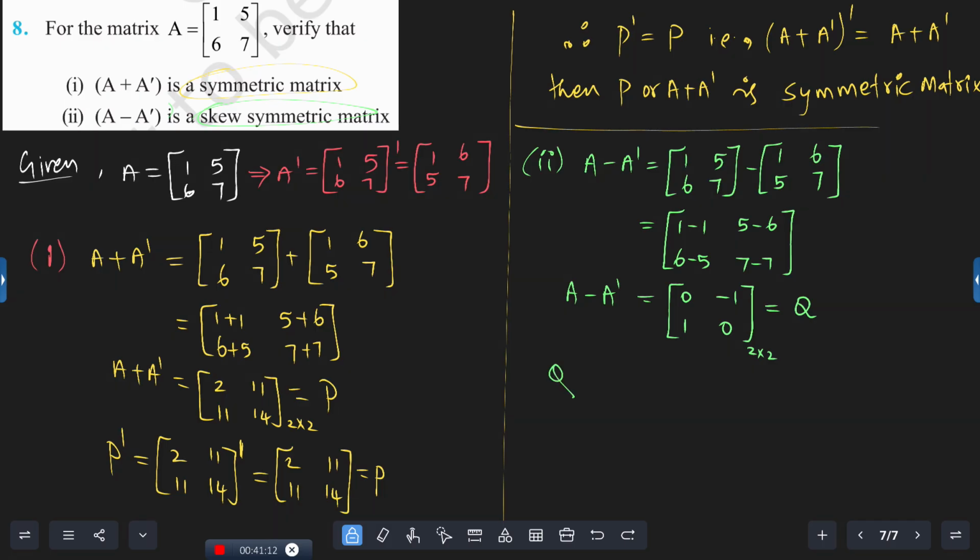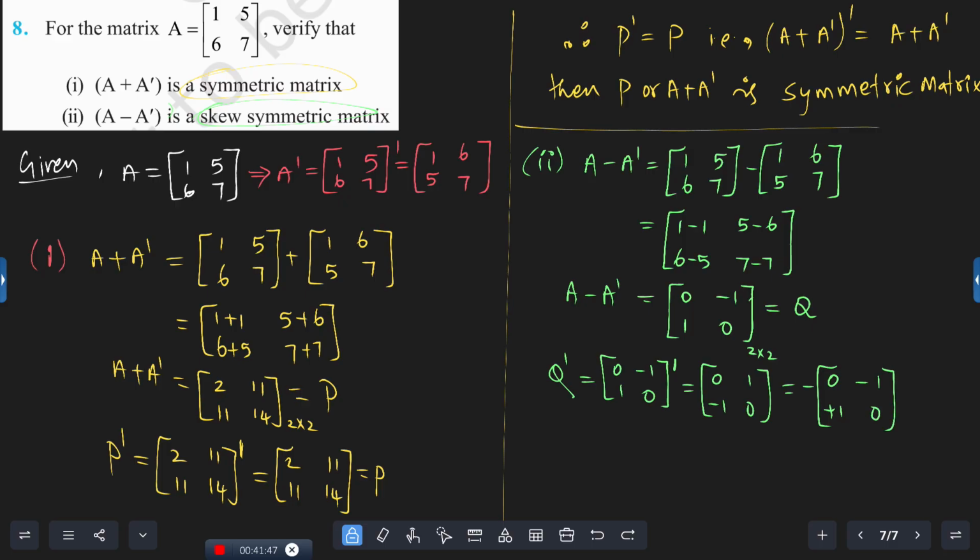Now I am taking the transpose of Q, which is 0, minus 1, 1, 0. When you take the transpose, the row will come as a column, so you will get 0, minus 1, 1, 0. Now see whether these two are the same or not. No, because the sign is opposite. So you take one minus outside. If you take one minus outside, what we have inside will be opposite, meaning plus 1 became minus 1 and 0.